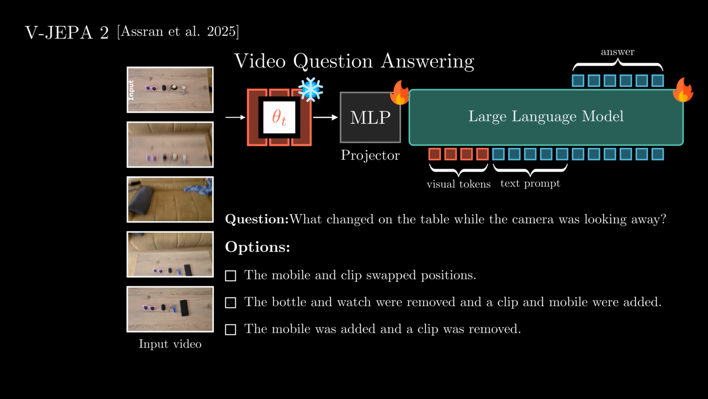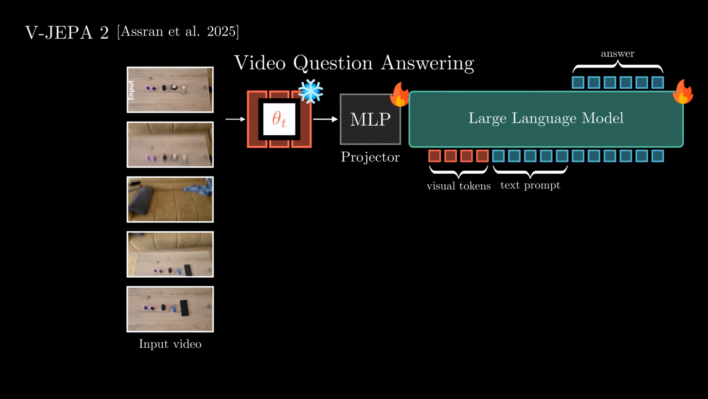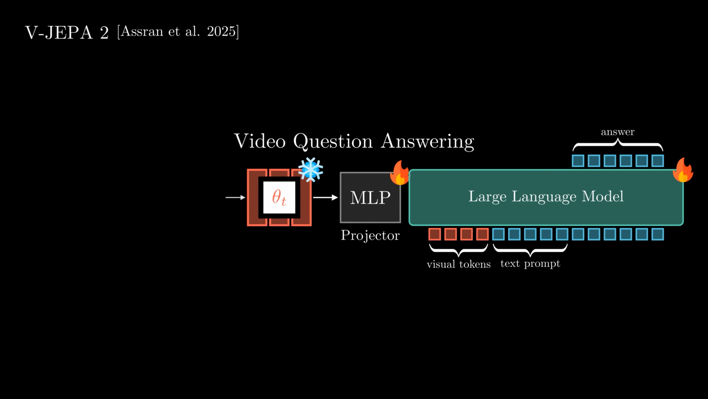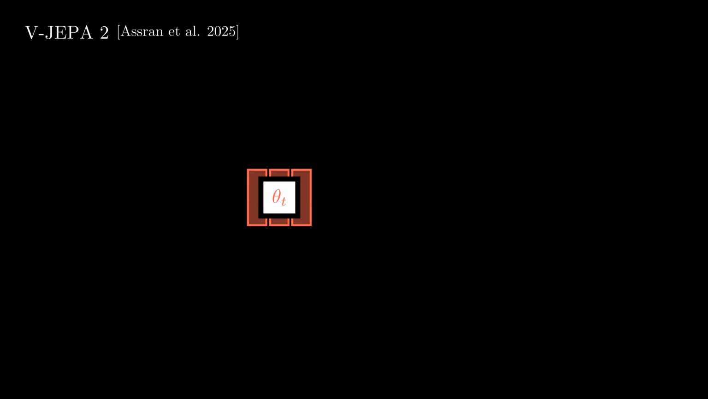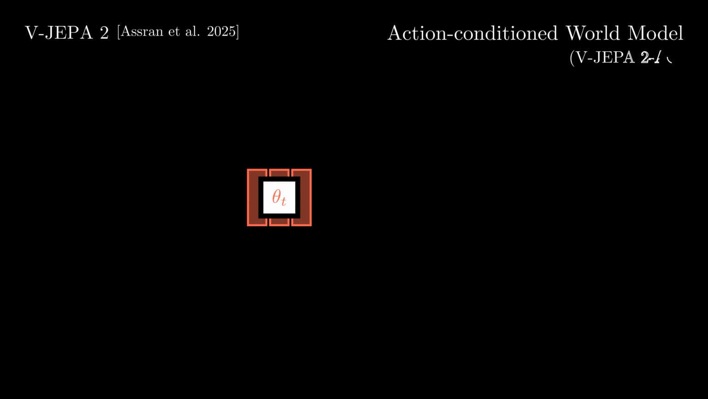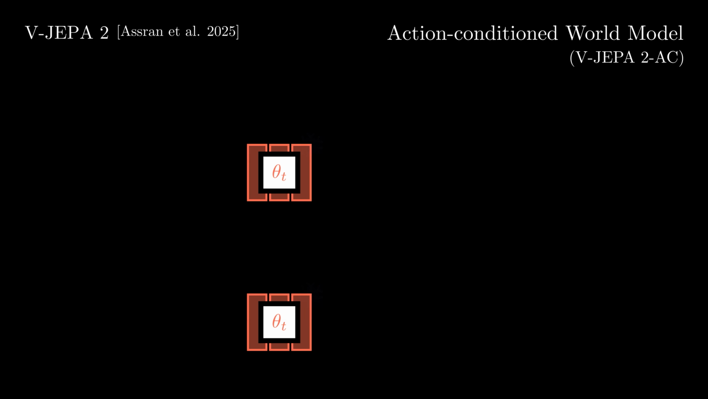Once the model understands how scenes evolve, we can pose an even deeper question. How would the scene change if the agent took a specific action? With the learned video representation, we can build an action condition world model. Action condition means the prediction depends not just on the current state, but also on the agent's chosen actions.